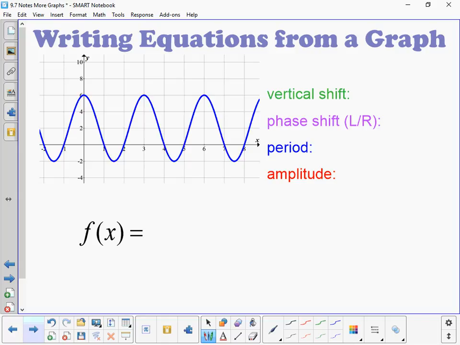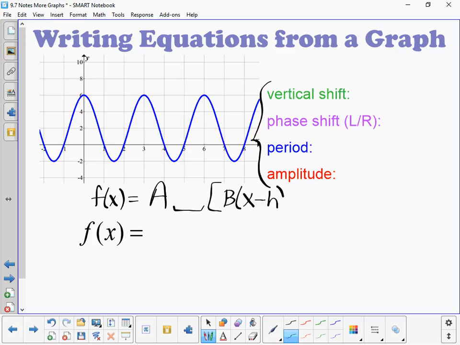Okay, finally, we just want to look at writing some equations from a graph. So if you look at a graph, you can identify all these different transformations, and you can use those transformations to write the function. So remember, the form of our function is going to be a, and then we'll have our trig function, whether it's sine or cosine. We'll have a b, an x minus h potentially, and a plus k. And we may not have all of these values, but we'll look for these changes on the graph and then incorporate them into the function.